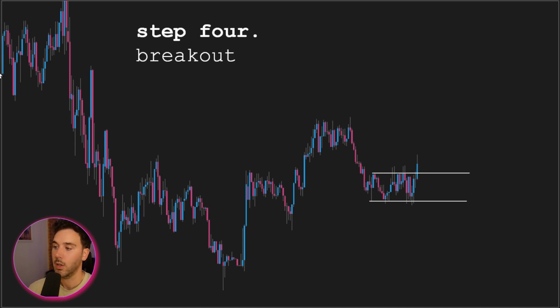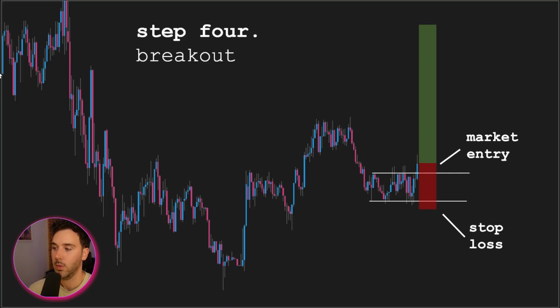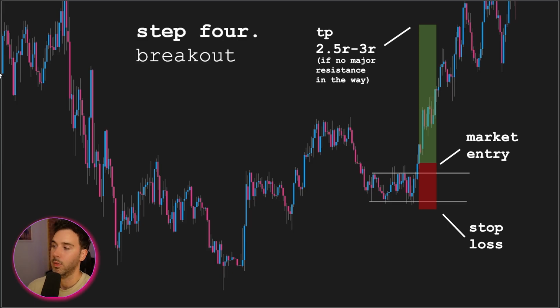So this is now our trade. The way I would trade this is entering at market with a stop below the low of the range. And then as you can see here, we see a nice move to the upside. And with these reversals, I would look to take profit at 2.5 to 3R.